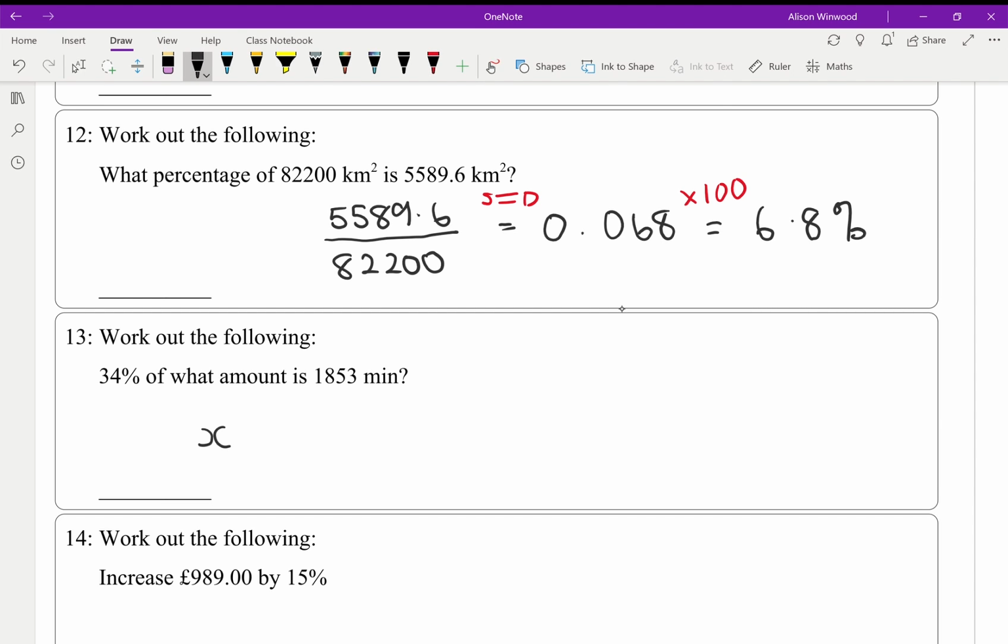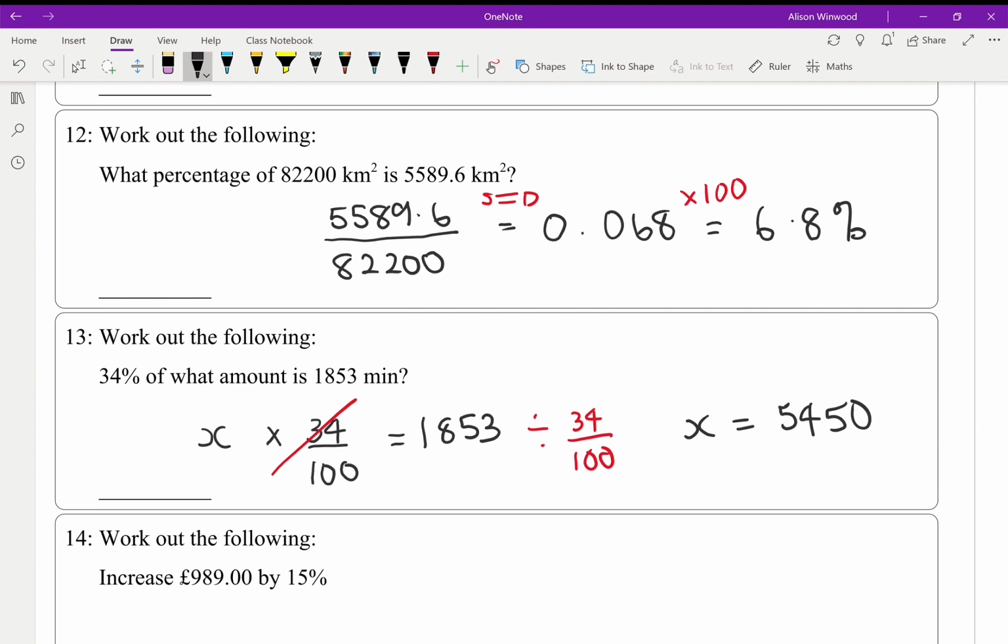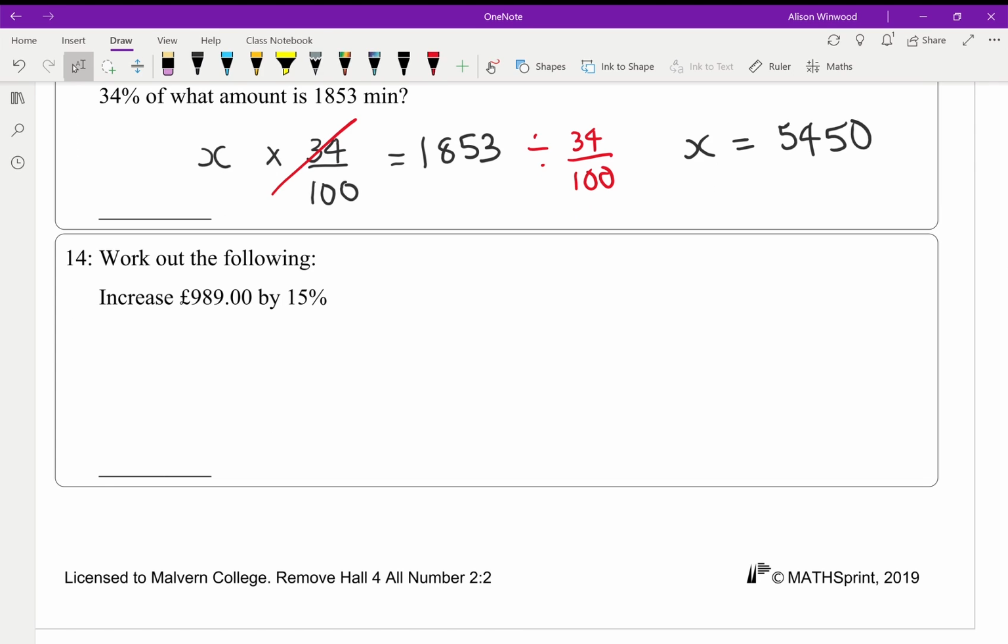I've got some amount which, when I find 34% of it, the answer is 1853. Opposite of to multiply is to divide. So I get 5450. Increase means I'm adding on to 100, so my 15% is going to become 115%. I want that of 989.